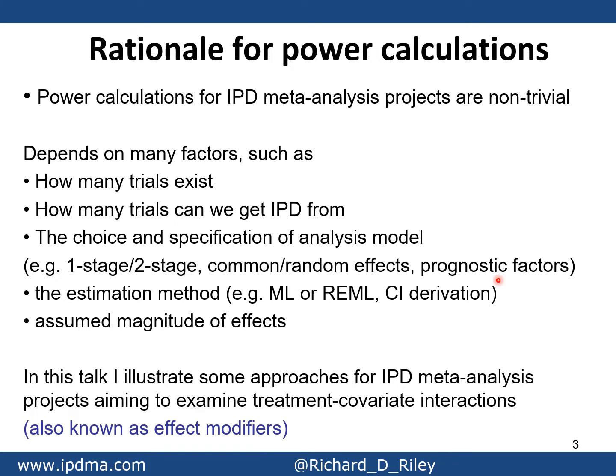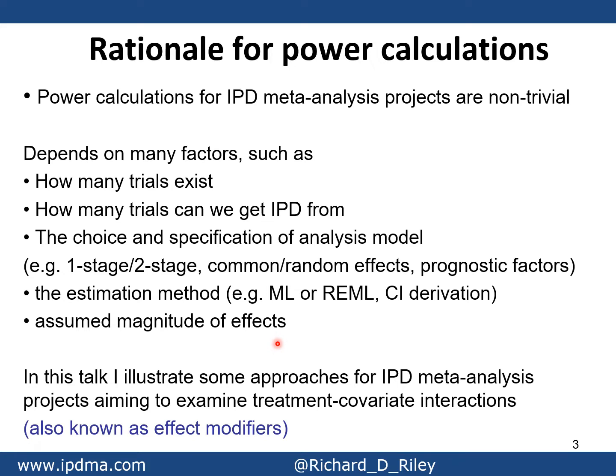All these intricate aspects are going to have an impact on the power of the IPD meta-analysis project. Fundamentally, of course, power is going to depend on what we assume true effects are. So if we're interested in a treatment effect, we need to think about, okay, what's, let's say, a minimally important treatment effect that we want to detect, and based on that assumption, what is the power for detecting that size?